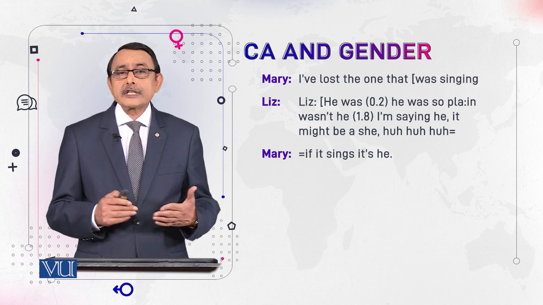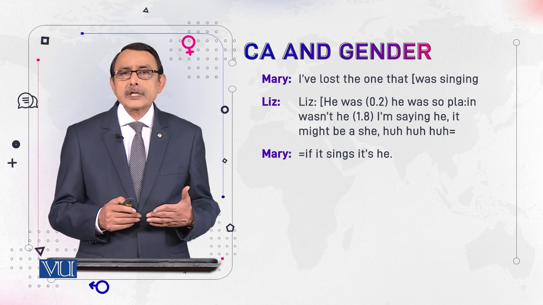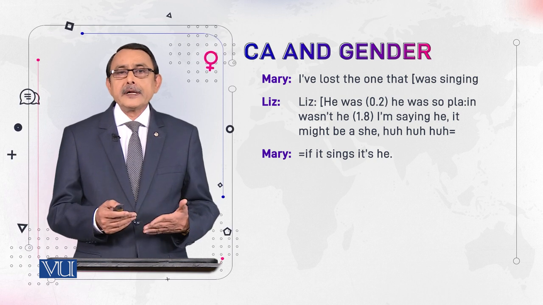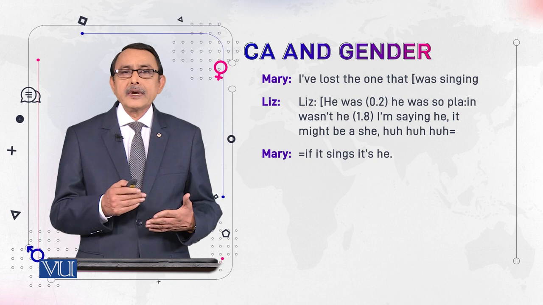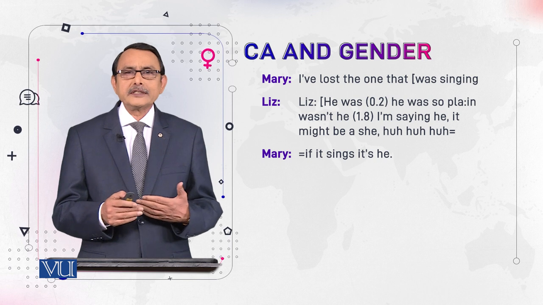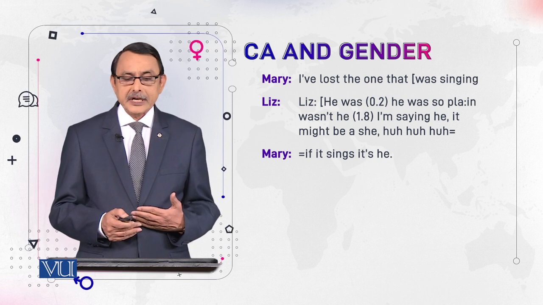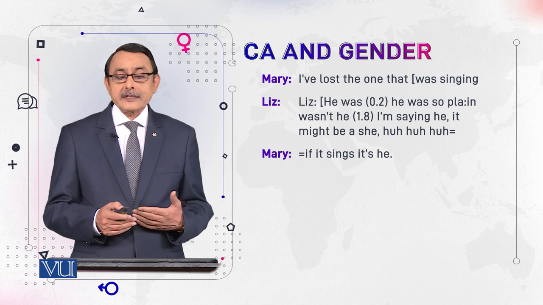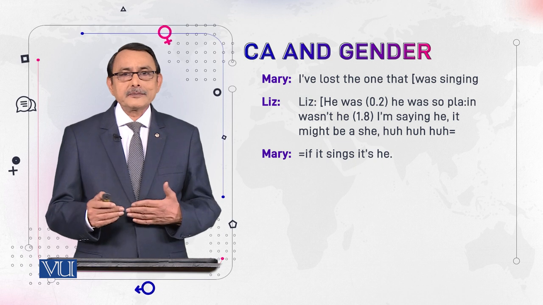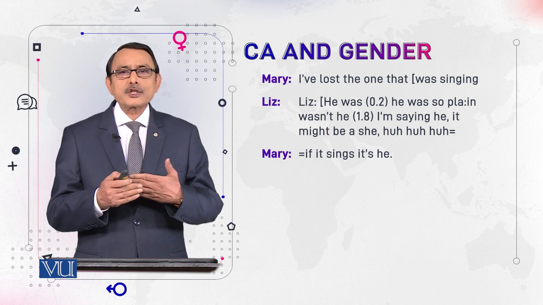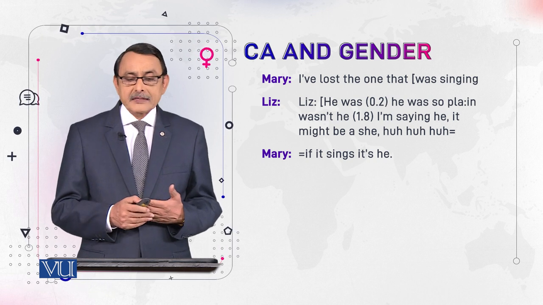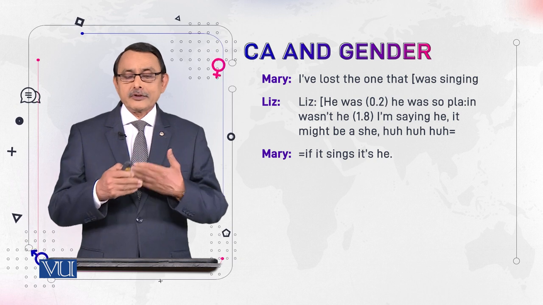After that, you see an equal sign. The equal sign shows that when there is no pause between one utterance and the other utterance, they are exactly adjacent to each other. Lack of pause is shown by this equal sign. Now, this is in the beginning of this utterance. That was at the end of the previous utterance. It shows they latch on each other, as we latch on doors. Similarly, these utterances latch on each other.